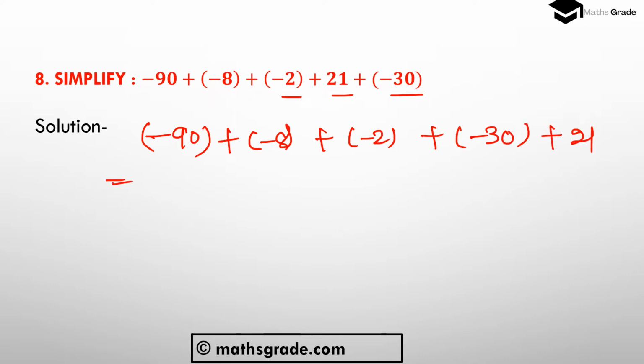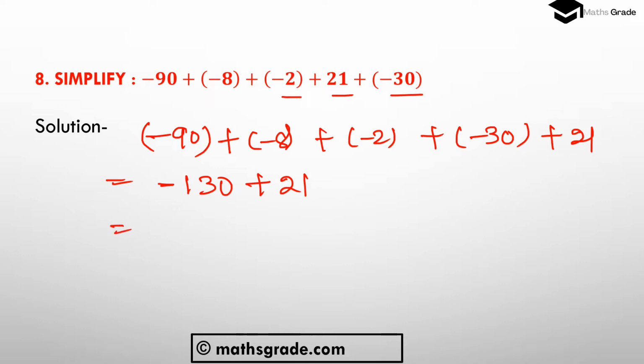Now all these integers are negative, so when we add integers with equal sign, just add the integers without sign: 90 plus 8 is 98, 98 plus 2 is 100, 100 plus 30 is 130. All four integers are negative, so put the minus sign before 130. Now it is minus 130. Now add 21: minus 130 plus 21.